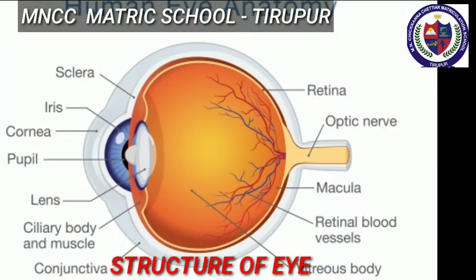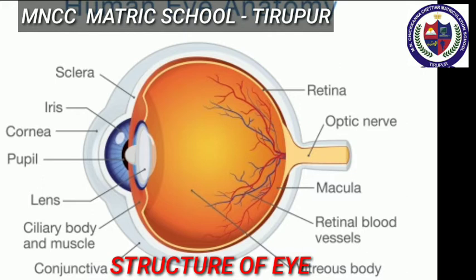Next we move to structure of eye. The eyeball is approximately spherical in shape with a diameter of about 2.3 cm. It consists of a tough membrane called sclera which protects the internal parts of the eye. Important parts of human eye are cornea, iris, pupil, retina, ciliary muscles, eye lens.